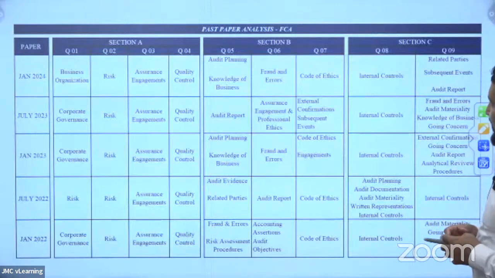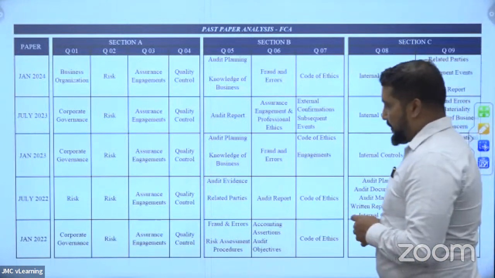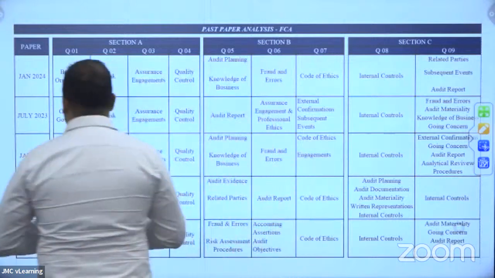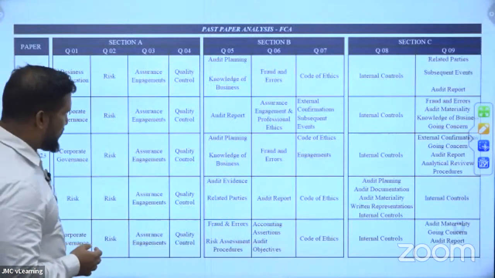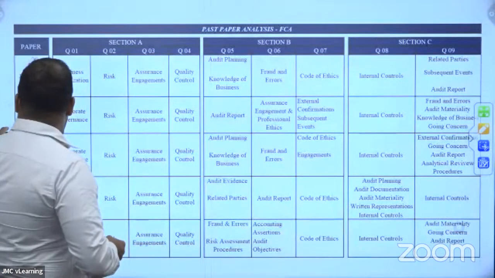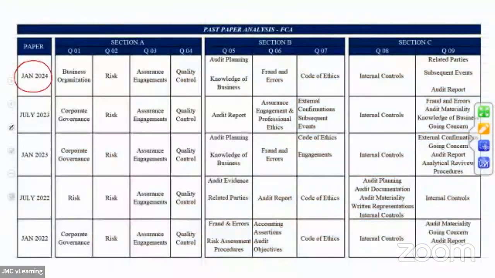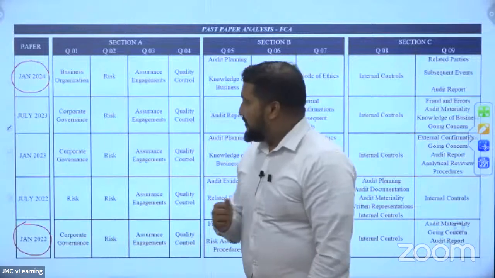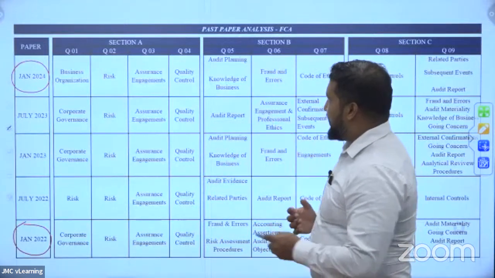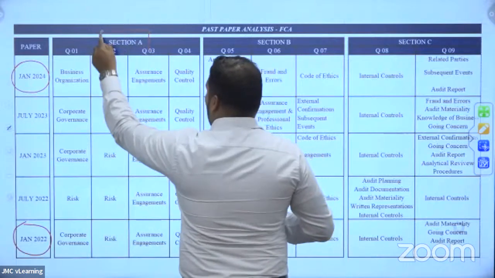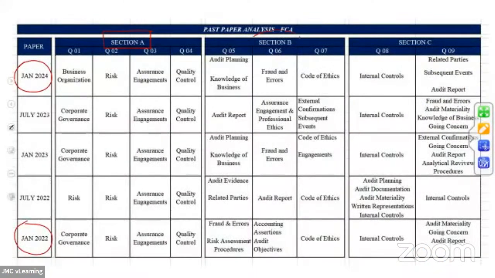When you analyze the past 5 papers, starting from 2024 and ending at 2022 January, which we have discussed in the physical class as well, and look at the areas where questions have been tested, you have section A, section B, and section C. I hope the screen is visible to all of you.